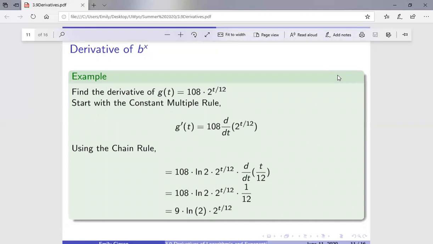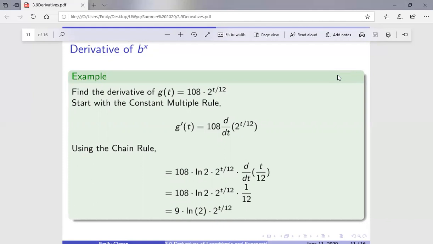Welcome back. So like I mentioned before, we've got a constant multiple. So let's start with that constant multiple rule. G prime of t is equal to 108 d/dt of 2 to the power of t over 12. And now we're going to have to use the chain rule. So let's go ahead and take the derivative of our outside function, which is 2 to some power, and we're going to get the natural log of 2 times 2 to the power of whatever. And that whatever ends up being t divided by 12.